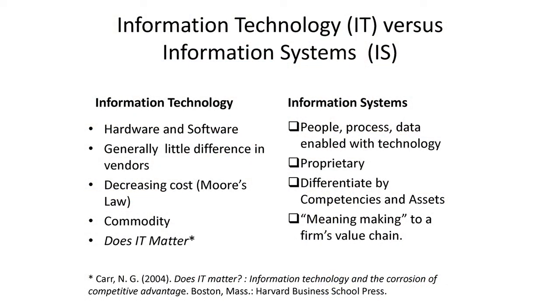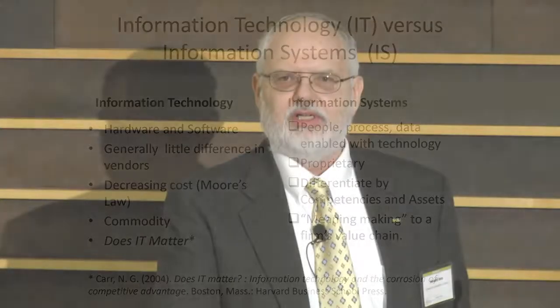This is important. I try to be an evangelist, calling it information systems and not IT, but I've somewhat lost that battle. Everyone calls it IT for information technology, which is hardware, software. There's generally little difference between vendors. I'm talking about like a PC vendor or a word processing vendor. Decreasing cost because of Moore's law. Your computers are getting faster every 18 months. It's a commodity.